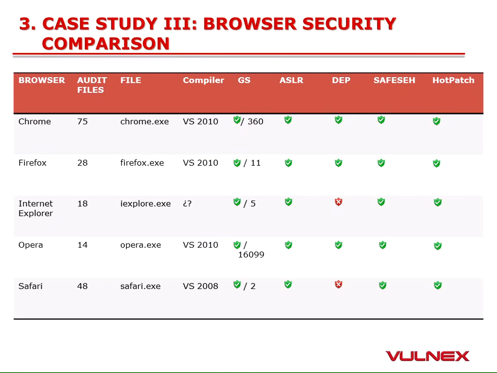For example, only Internet Explorer and Safari are missing DEP. Maybe there's a good reason for that. Honestly, I don't know. But you can see the rest of the browsers have all the defenses and are trying to use the latest modern compiler, at least. So we can see browsers are trying to do a nice thing in terms of security. But we're starting to do this with other types of software, like I showed you before, and the results are quite interesting.